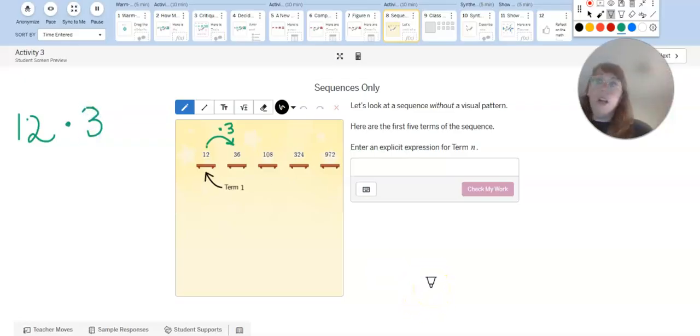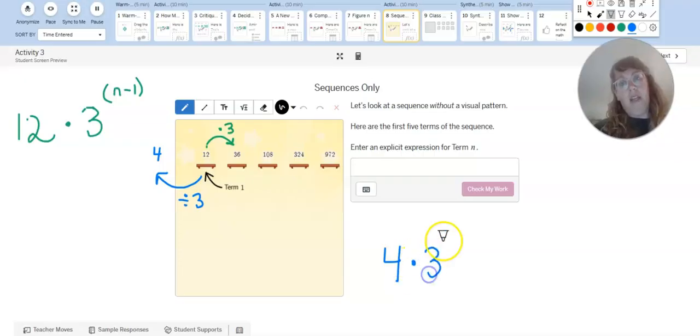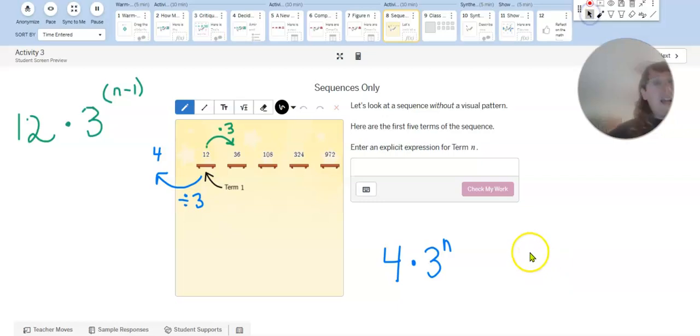Because we started with figure 1, we want to make sure we write this as n minus 1. Versus if we worked backwards, we could divide by 3 to get figure 0. 12 divided by 3 is 4. So we'd start with 4 and multiply it by 3 to the n. Either way, both of these are correct. Write whichever one works best for you. We just want you to feel comfortable working with either type, whether it's starting with figure 0 or with figure 1.